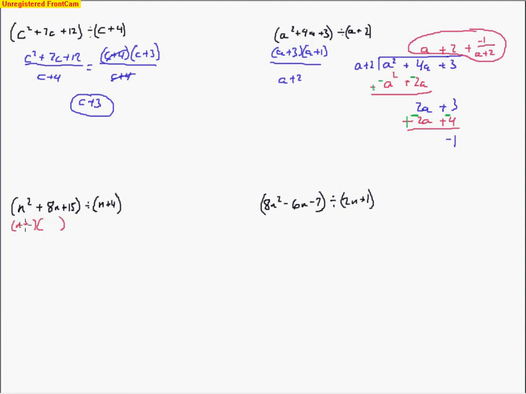So n plus 3, n plus 5. That's the factored form, but it does not cancel out that n plus 4. So what we're going to end up having to do is use this long division method. So here's how we'll do it.